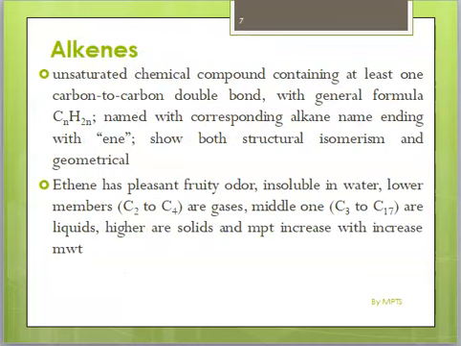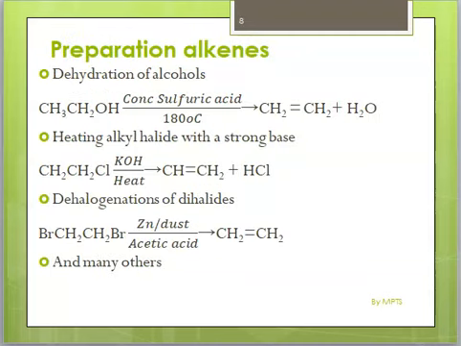Alkenes, of course, these are unsaturated chemical compounds containing at least one carbon-to-carbon double bond, general formula CnH2n, named with the corresponding alkane ending with -ene. And they undergo isomerism. Ethene has a fruity odor, and it is also soluble in water. And lower members, of course, they are gases, the middle ones are liquids, and higher ones are wax solids, and the melting point will increase with increase in molecular weight.